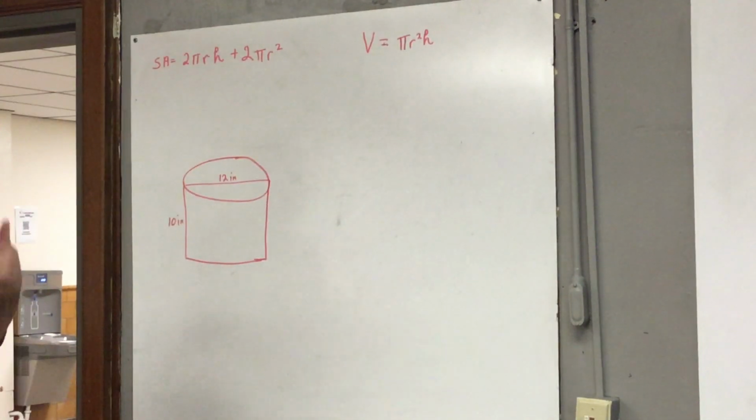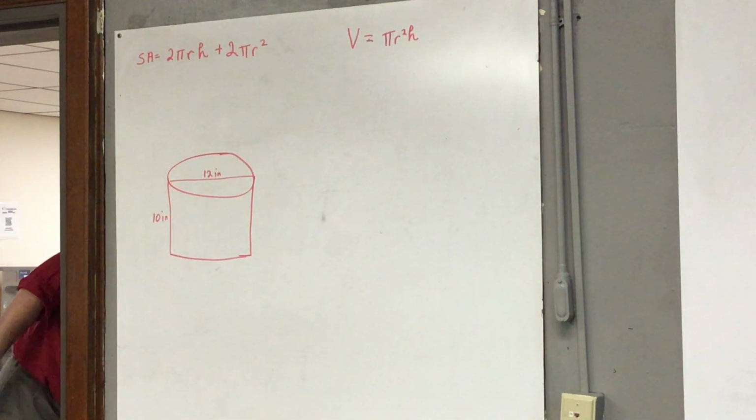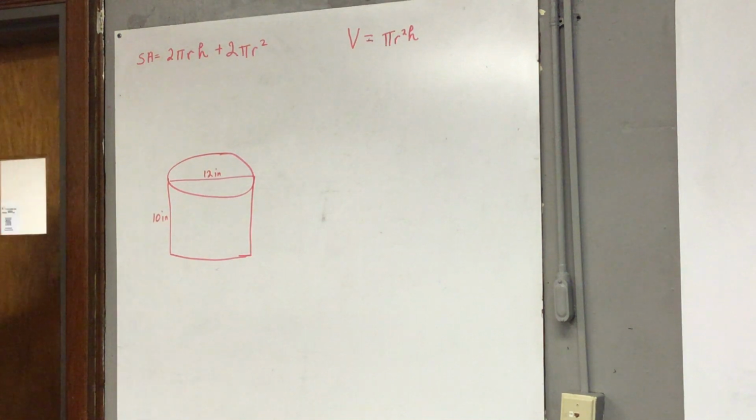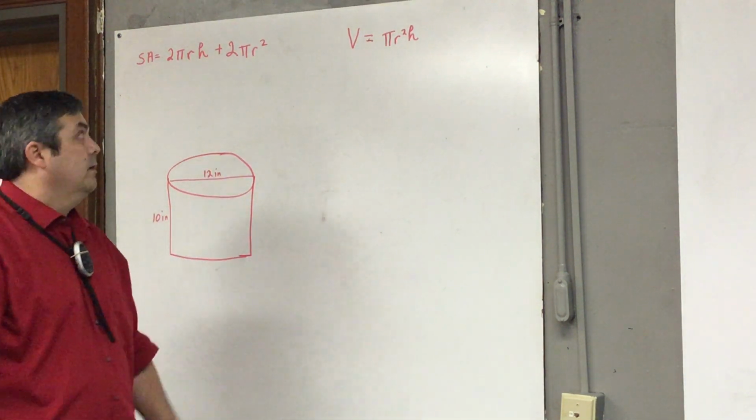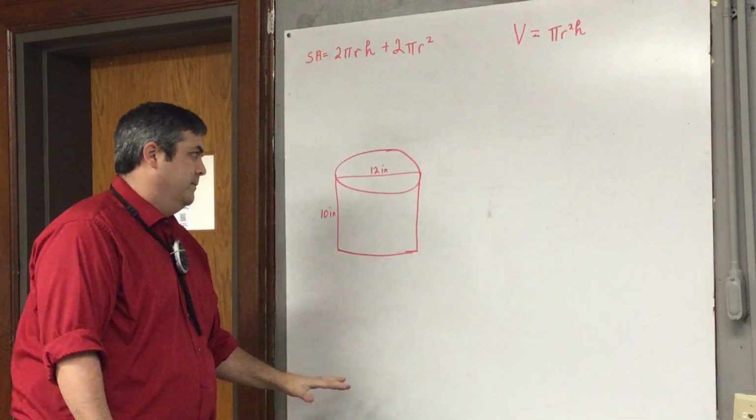All right, so we've got one problem left, but really it's two. Surface area and volume of a cylinder. So here we have a cylinder.